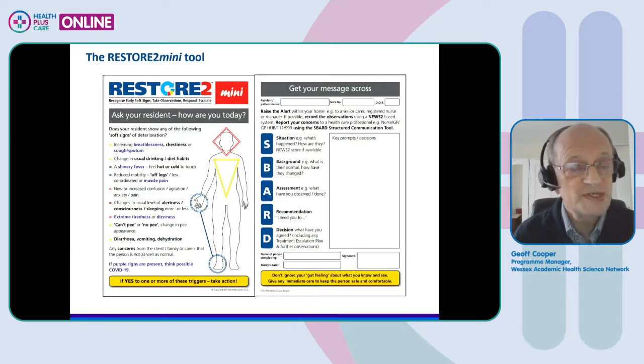This is the tool itself, so it's much simpler than the Restore2 tool. It's 2 sides of A5, although there is an A4 version for those who want it. There's the soft signs on one side of the card, and then the SBARD communication prompts and a record of the call on the other side of the card.